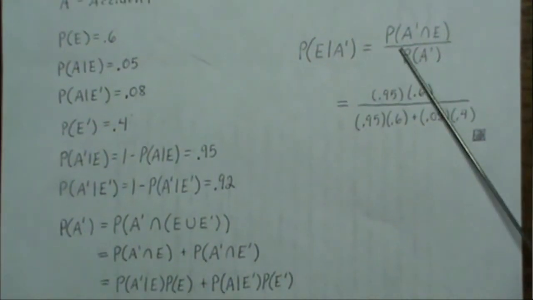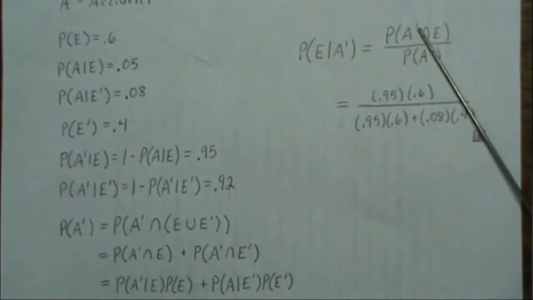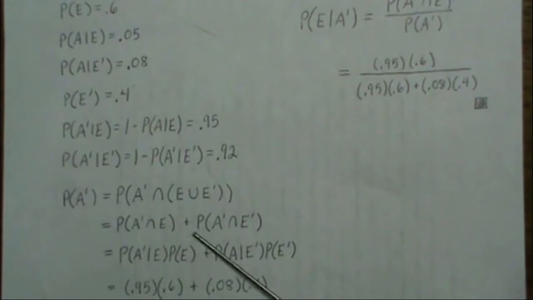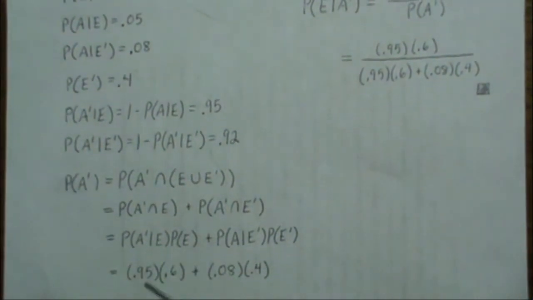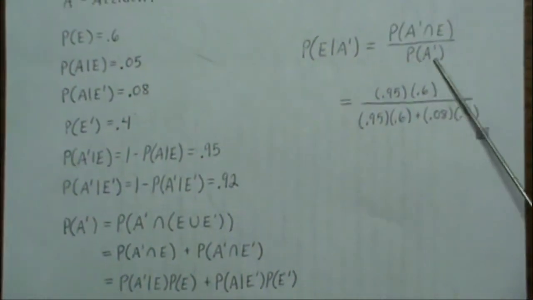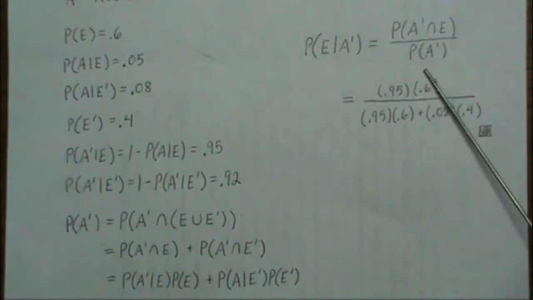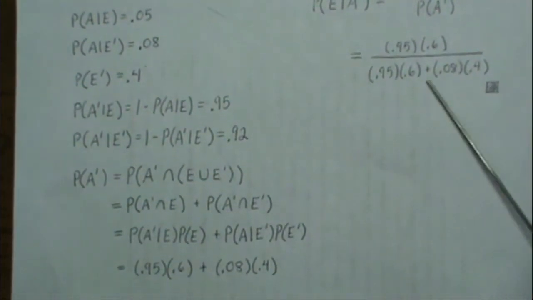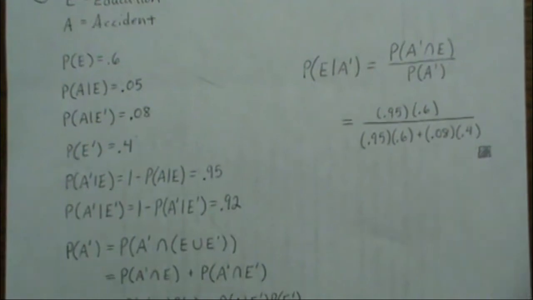Well, this top piece, no accident intersect E, is actually this piece here. And so we found that. Okay, so we can plug this piece in for the numerator. And then the denominator, probability of no accident, we found as the whole thing. And this is the answer that is given.